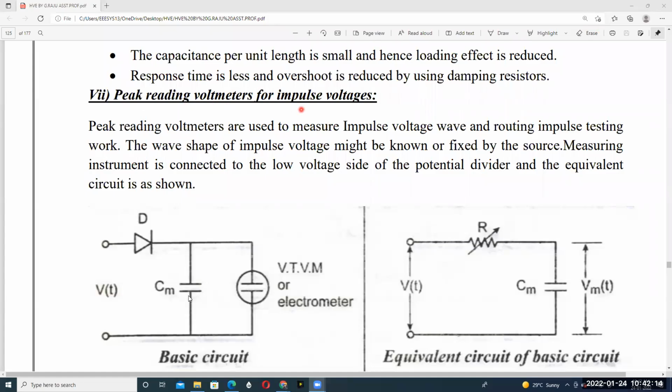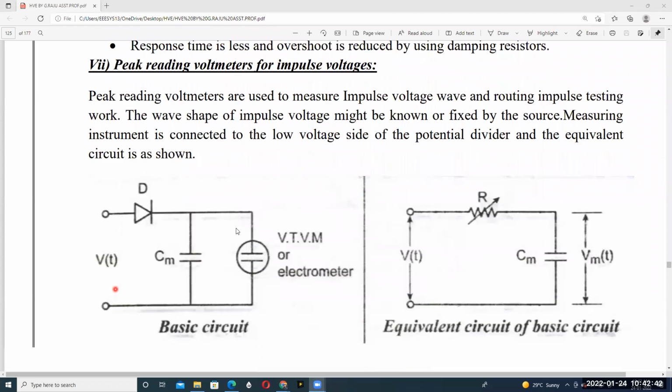Peak reading voltmeter for impulse voltage measurement. This is one of the basic circuits. By using this basic circuit, we can measure peak impulse voltage. This is called the equivalent circuit of the peak reading voltmeter.